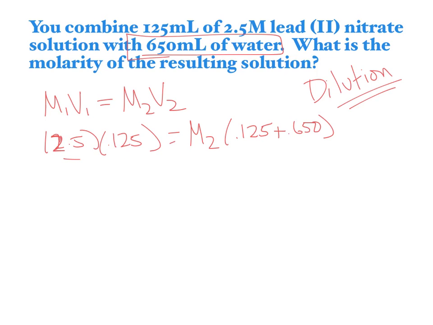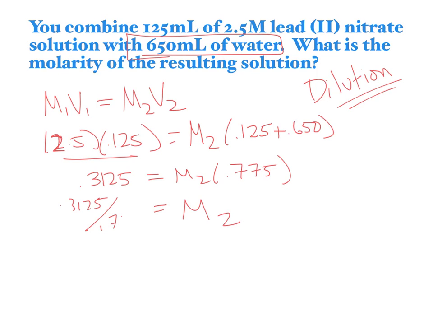0.25 times 0.125 is 0.03125. Over here, this is M2 times our new total volume, 0.775 liters is what we've got going on. So divide it out. M2, if I do 0.03125 divided by 0.775, I find that my answer is 0.04032, and some change in my calculator.